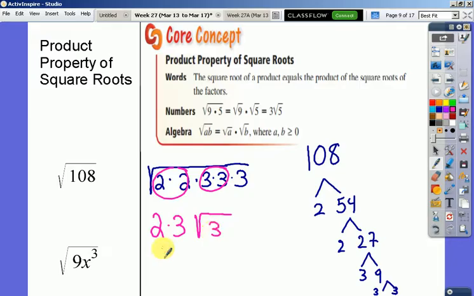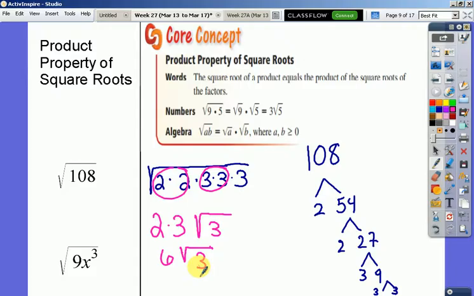At least he's not dead. 2 times 3 is 6. Or just circle the pairs and take one out. Be a little less morbid. Does that make sense? Yeah, 6 root 3, that is the simplified radical. You have a prime factor in here that can't be broken down anymore. And everything that could be broken down, you circle those pairs, you took 1 out. Okay, any questions?